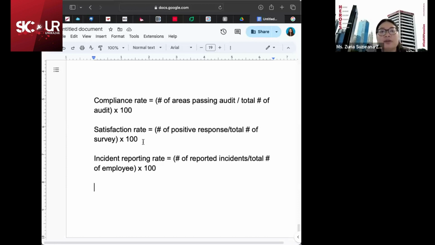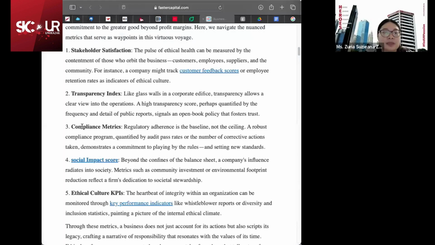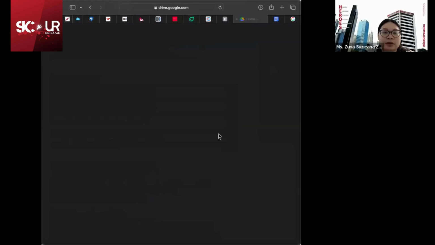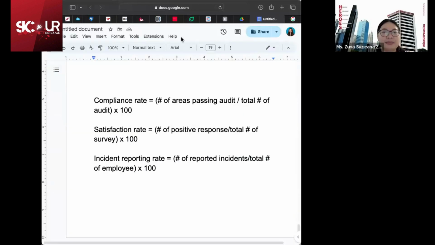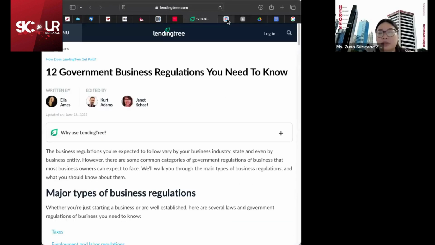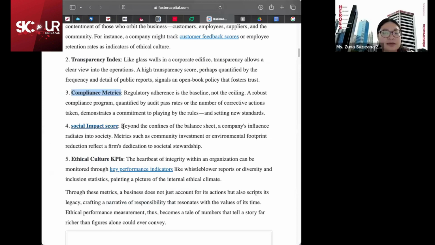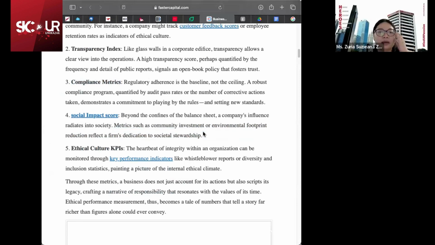So these are some of the calculations that you can use for compliance metrics, but it depends on the criteria that you use in your calculation. The more criteria, the more accurate it will be. And this one is very basic, if you want to see the compliance rate. It's very basic, but you can do more. Social impact score, so you can do metrics such as community investment, environmental, and so on. You can ask them to fill up a survey as well, as feedback.